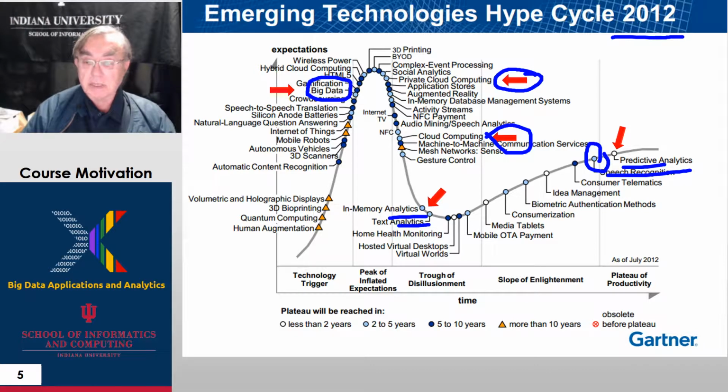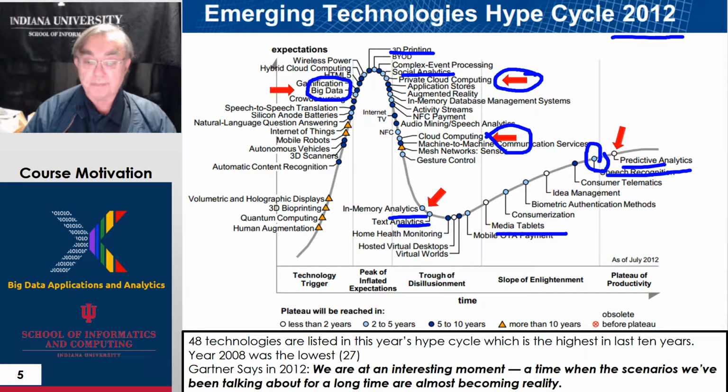All right, and here we have tablets, which are, of course, enabled by multi-core. So here we have all these things popping around. There are other things like, importantly, nifty 3D printing. There's another analytics, social analytics, and so on. Okay, so that's 2012. And in 2012, they had the largest number of technologies. You can see it's pretty crowded, 48. 2008 was the lowest at 27.